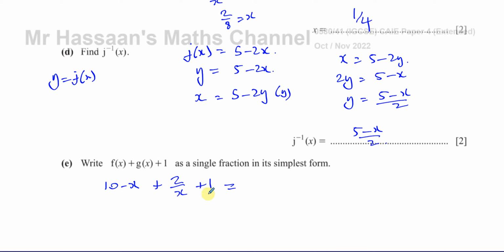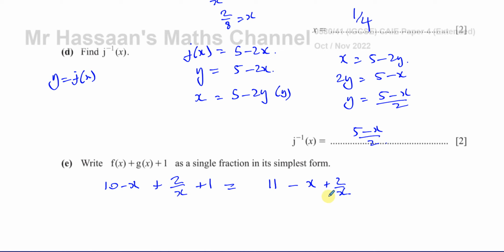Well, first of all, I can simplify this first. So I've got 10 plus 1 is 9. Oops, where's my pen gone? So I have 9, and I have minus x plus 2 over x. So I've simplified it first. Okay, sorry, 10 plus 1 is 11, not 9. Okay, 10 plus 1 is 11, minus x plus 2 over x, that's right.